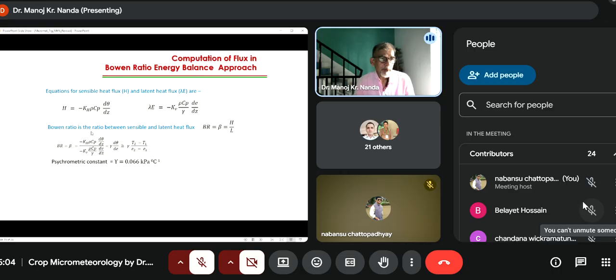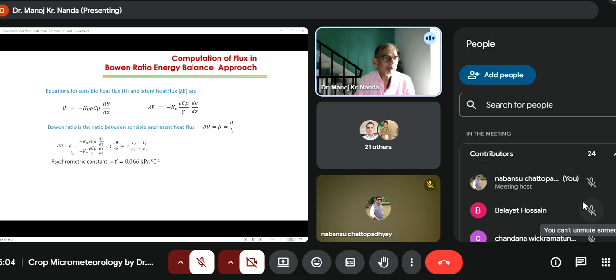Now, the Bowen ratio is actually the ratio between sensible heat flux and latent heat flux. Let us assume this ratio as beta. Now, beta is equal to H by L. Now, I can easily write H as beta into L. So, this is what I have done.